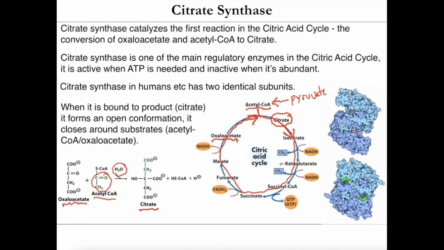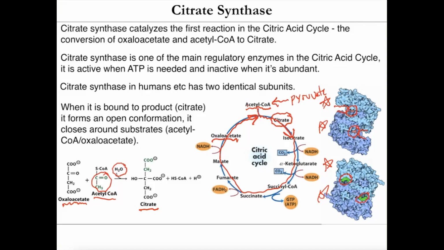So citrate synthase in humans has 2 identical subunits, which you can kind of see here. There's 1, 2, 1, 2. And it's a really good example of the induced fit model when we're talking about enzymes. So when it's actually bound to its product, like citrate, so that's right here, this is the form bound to citrate. It's actually in an open conformation. You can see there's sort of an open area right here. But when it closes around its substrate, so when it's bound to acetyl-CoA, as you can see here in green, it forms a more closed conformation.